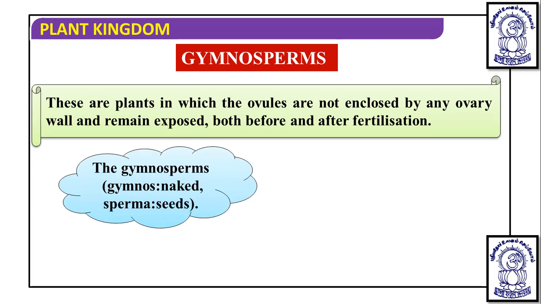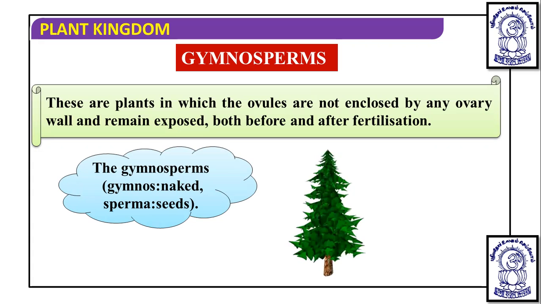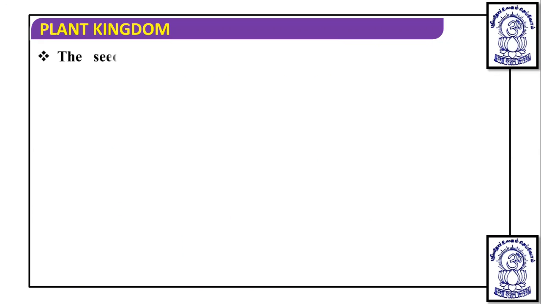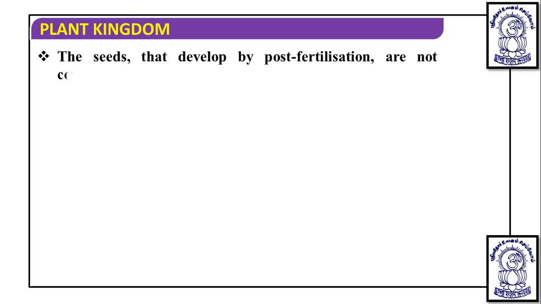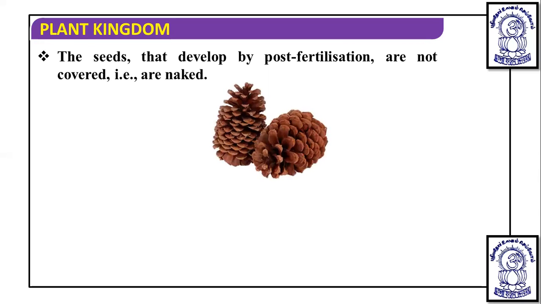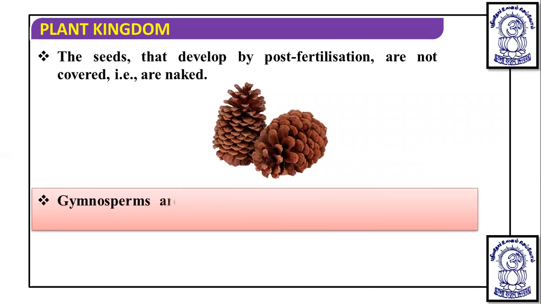In gymnosperms, gymnos means naked, and sperma means seeds. Naked seeds are produced, and these types of conical plants belong to the gymnosperms. The seeds which are produced after fertilization are not covered, they are naked. It is not covered by pericarp, and fruit is absent.